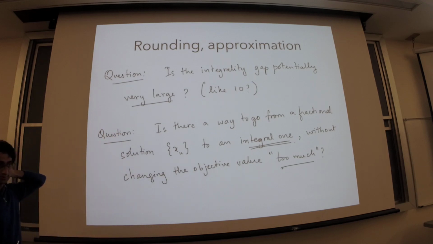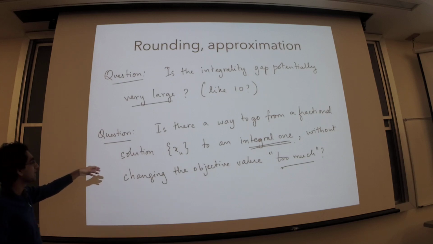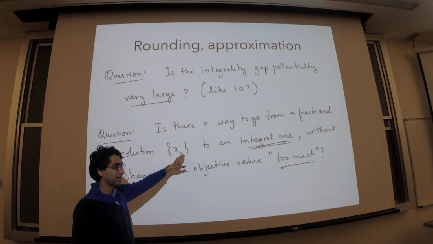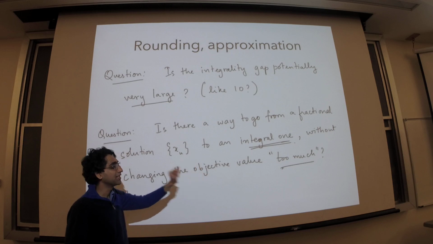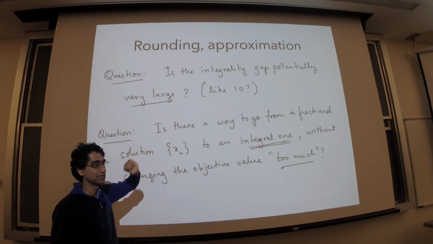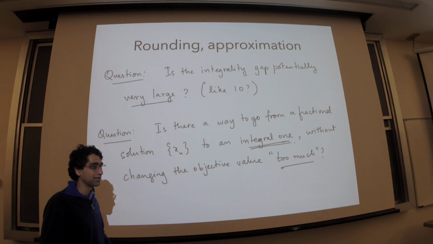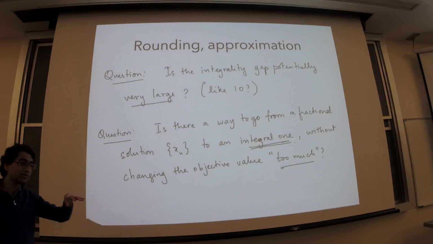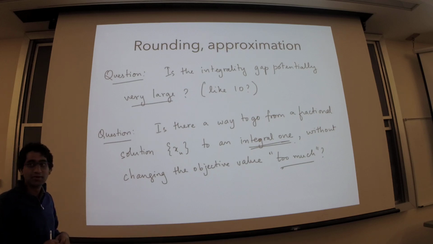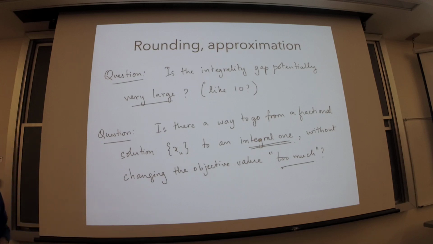Because if the gap is small, then you can round. So it's the other way around, right? So if you can actually round, let's say I have a fractional solution, and I can go to an integer one without changing the objective value too much, then it means that the gap is not too large. So the gap is basically bounded. Right, because what you said is also right, but it's just that maybe the integer solution had nothing to do with the fractional one. Right?